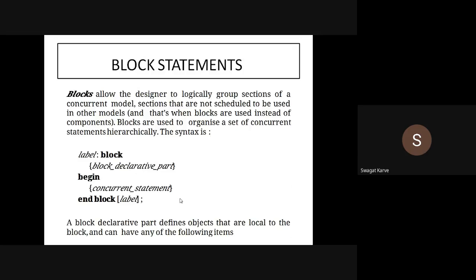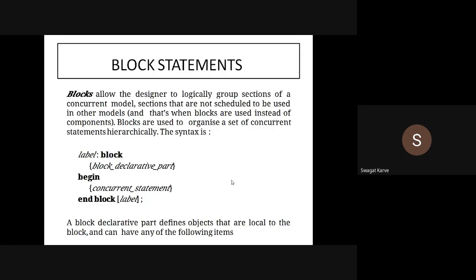Right. Then next part is the block statement. So what do you mean by this block statement? Block allows the designer to logically group sections of a concurrent model. Means तुमच्या डिझाईन मध्ये जर का सारे concurrent models असतील, for example खूप सारे process statements असतील. Process statement is a concurrent statement, right. That means whatever that comes under process statement is sequential, but process statement is a concurrent statement.